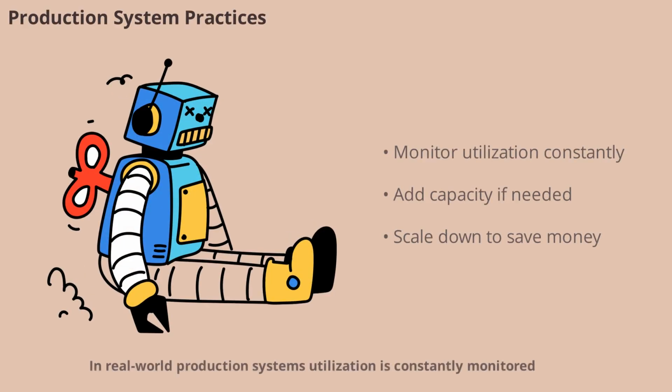In real-world production systems, utilization is constantly monitored. Engineers use dashboards and alerts to track how busy servers are. When utilization creeps too high, they add capacity or optimize code. When it's too low, they may scale down to save money. This ongoing process keeps systems healthy and responsive to changing demands.